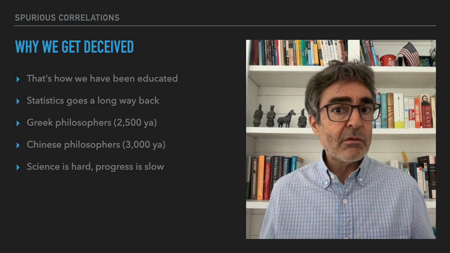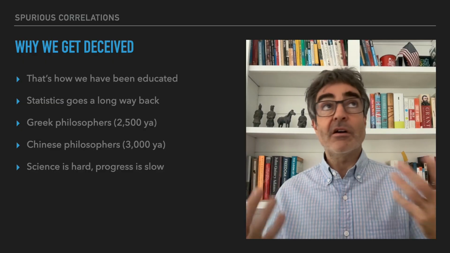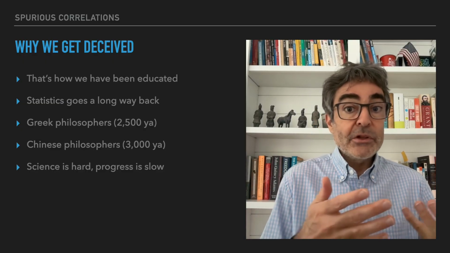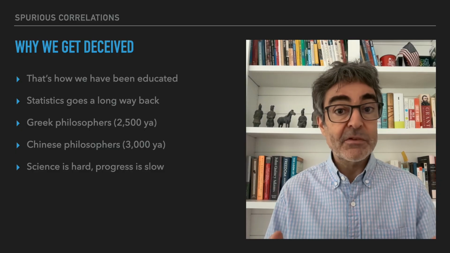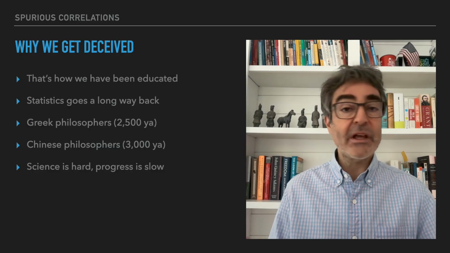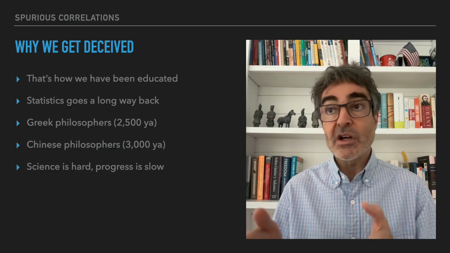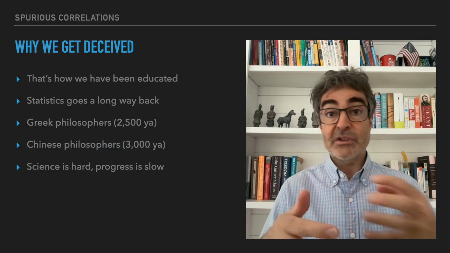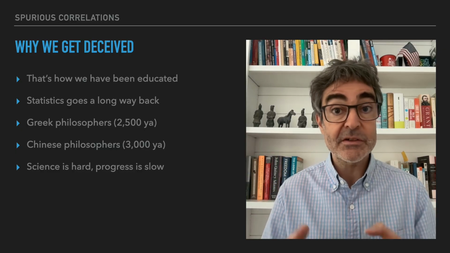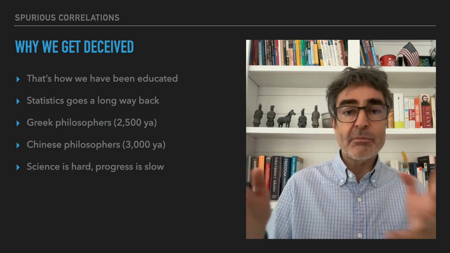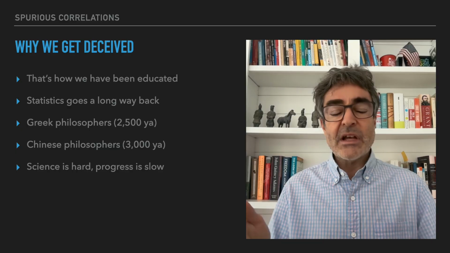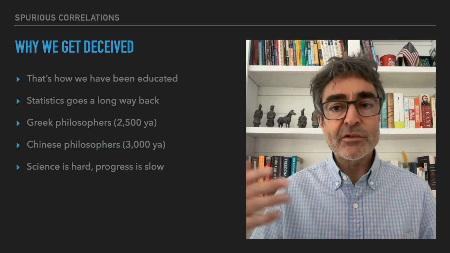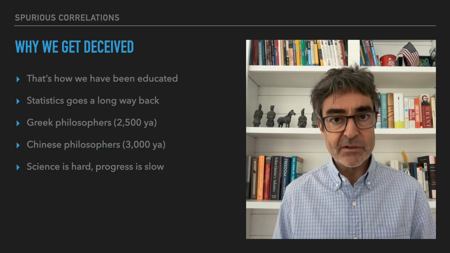Okay, so why do we get confused by this all the time? Why do we usually find bogus and false correlations? The reason for this is that this is how we have been educated. We have been taught that if two events happen simultaneously or one after the other in sequence, that somehow there might be some relationship between the two. This actually goes all the way back to the Chinese and Greek philosophers.